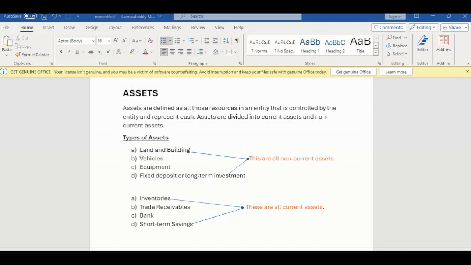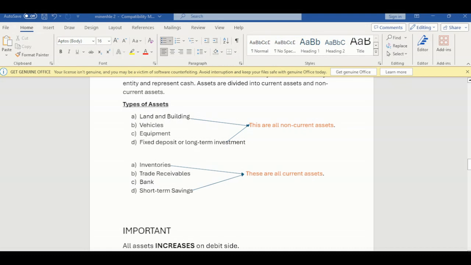Right. So it's very important for you to know the difference between a current asset and a non-current asset. Current assets can be converted into money within 1 year, but non-current assets take longer than 1 year. And all non-current assets are bought not for the purpose of selling them, but to use inside the business in order to generate income. So you need to master that.